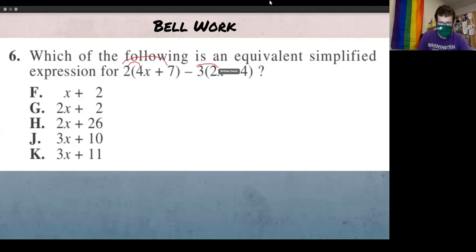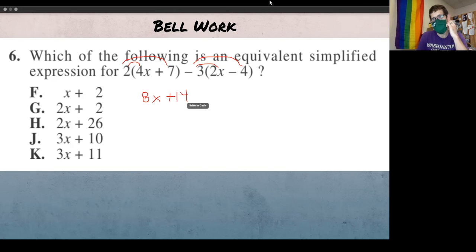And this is probably what everyone was doing as they were going through the problem. At least I hope so. So when I distribute the 2 to everything, that's a positive 2 being distributed. So positive 2 times positive 4x gives me 8x. Positive 2 times positive 7 equals positive 14.